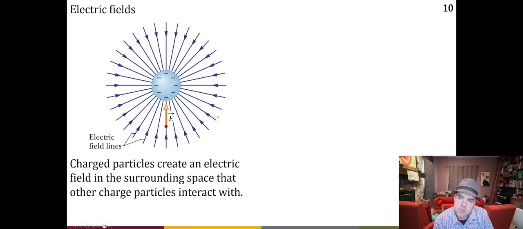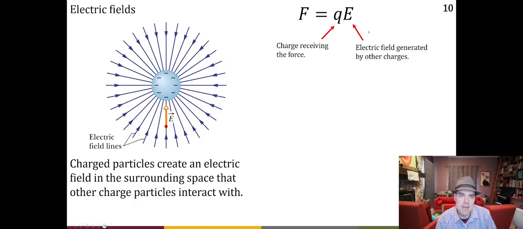Charged particles also generate an electric field around them, and other particles that are in that field experience a force. And the force they experience is due to their charge and the electric field. So F equals QE. This Q is the charge receiving the force, and E is the electric field generated by other charges. So the units of E are going to be newtons per coulomb.